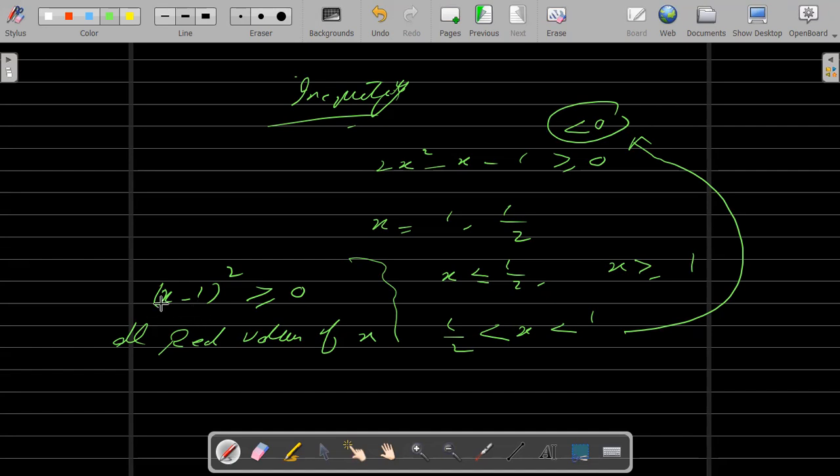Now, if you put any value of x, either x is positive or negative, the answer will always be either 0 or greater than 0, right? So here you say all real values of x, whatever the answer will be. But in this case, I told you this thing.